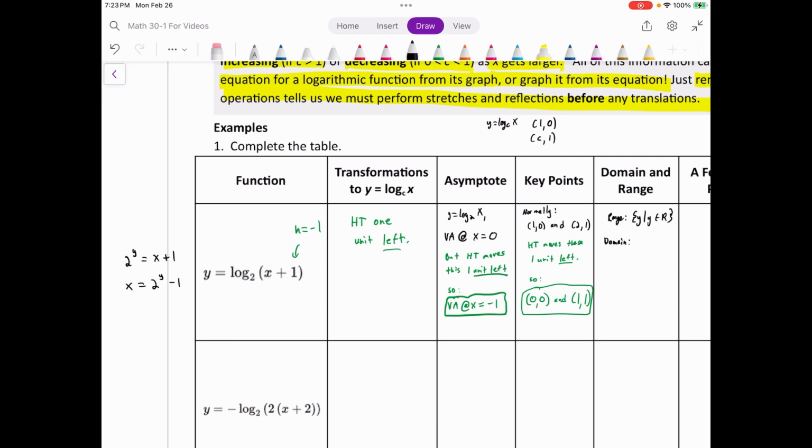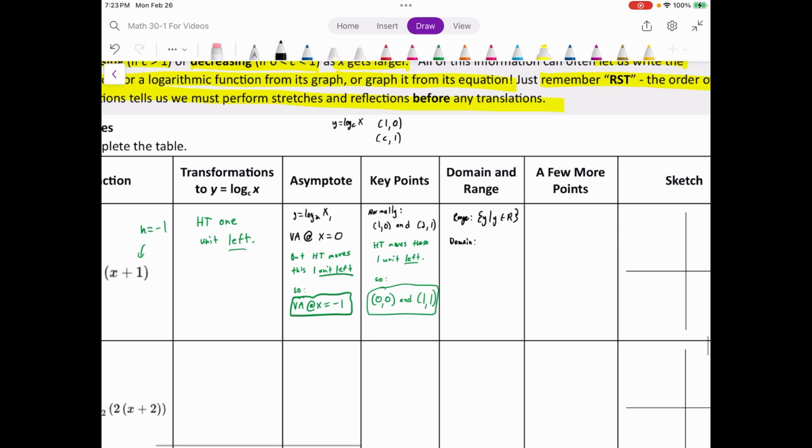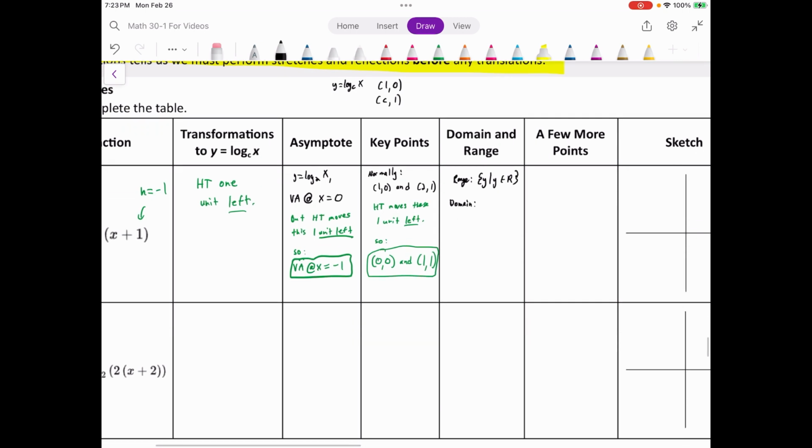Well, to answer that, we need to think about whether it's been reflected across the y-axis or not, right? Are we dealing with a logarithmic function that looks something like this or looks something like this? Well, it's this one, right? It has not been reflected. There is a b, but it's positive 1, right? So no reflection has occurred. So our domain will be the set of all x's such that x is greater than our vertical asymptote, which is negative 1.